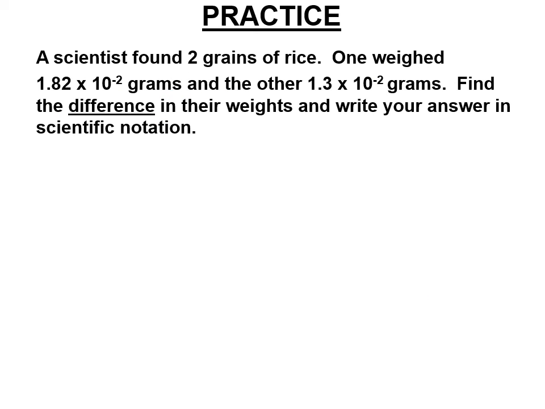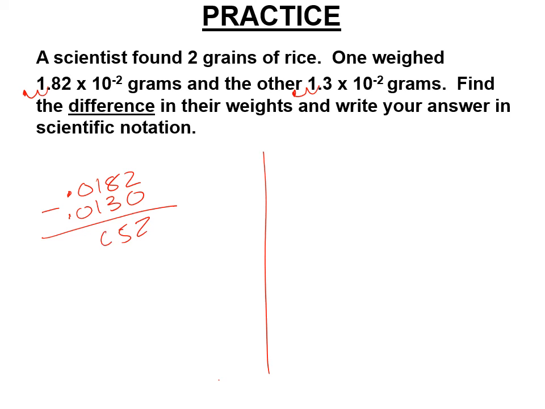All right, so we're finding the difference here in 2 grains of rice. So we're subtracting, and they're like terms. So there are 2 ways to do it. Since they're like terms, you could do it that way. I'm going to do it both ways. My preferred way is to just make them regular numbers. Move that twice, 0.0182. Then move this twice, 0.013. Subtract those 2. Make that into scientific notation, because it said I had to, 5.2 times 10 to the negative 3rd grams, right?